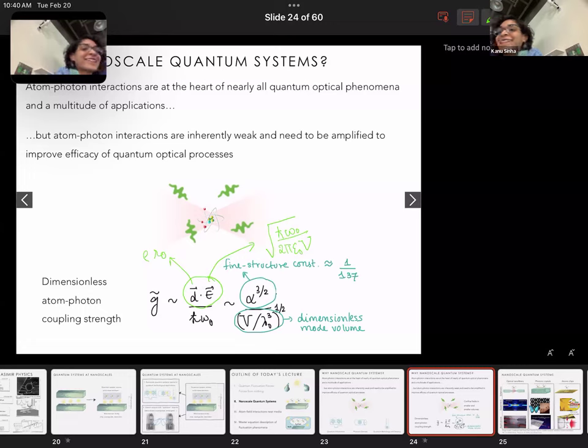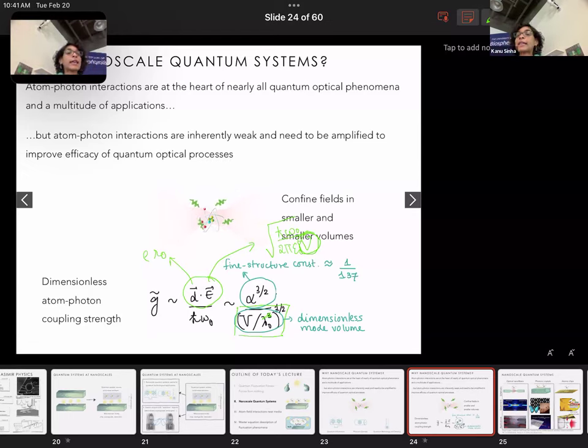However, what you would also notice is that there's hope. In the denominator, you can see that there's a factor of volume, which comes from this per photon electric field strength appearing in the E there, divided by lambda naught. Actually, this should be raised to the 3/2. No, that's right. V over lambda cubed, sorry. So obviously, what this tells us is that if we can confine our electromagnetic fields in smaller and smaller volumes, we can enhance the light-matter interaction strength. And that is precisely what these nanoscale quantum systems do, okay?